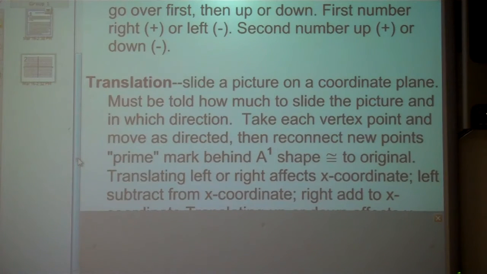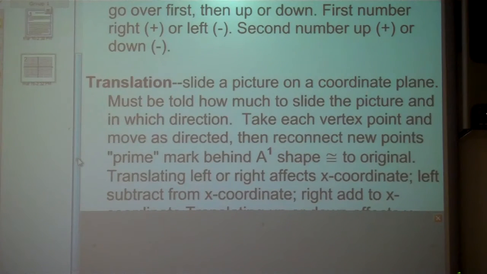You're going to take each vertex point and move as directed. Then you're going to reconnect the new points. Once you move it, you're going to reconnect the new points. And you're going to put a prime mark behind the A. The prime mark is that little 1 that I have up there, it's a little slash. So that the original shape is going to be congruent to the A prime shape, the new shape that you draw.